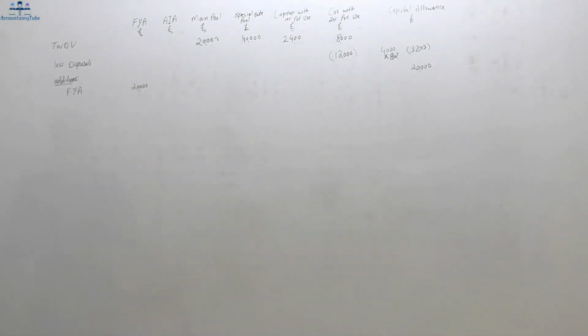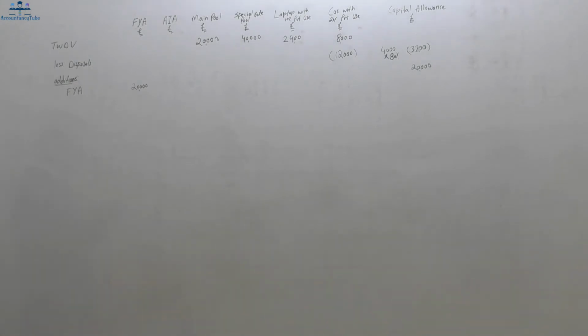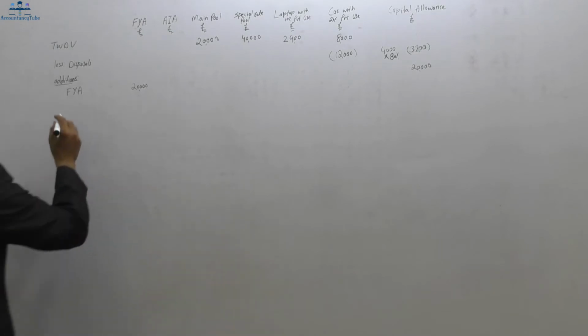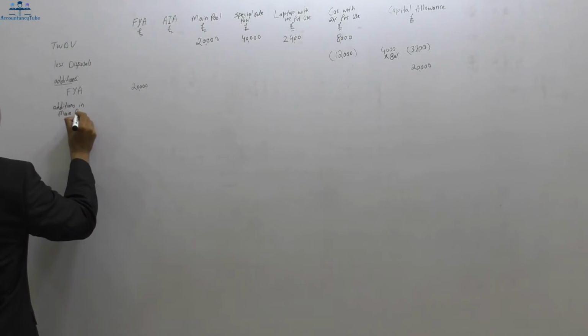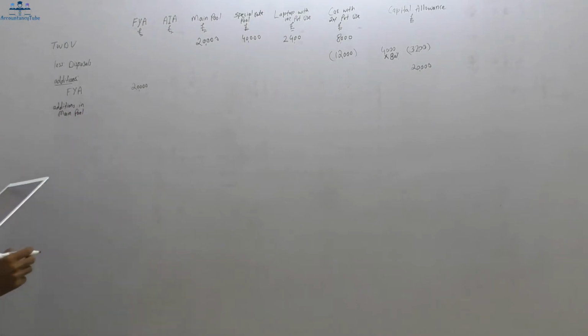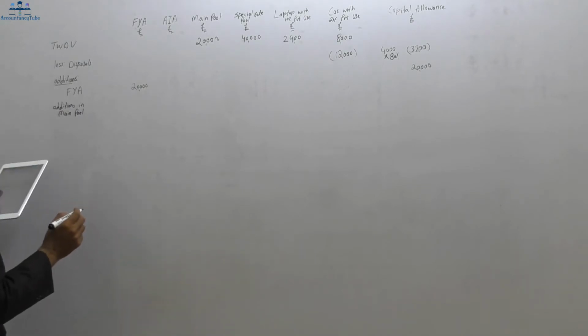Then after that, car with 150 grams per kilometer CO2 emission for business use. Then the car with 150 gram will go into the special rate pool, and 120 gram will go into the main pool. Now let's put the main pool first. So additions in main pool. Now there is one car which will go into the main pool, which is £9,000. So £9,000 will go into the main pool as well.